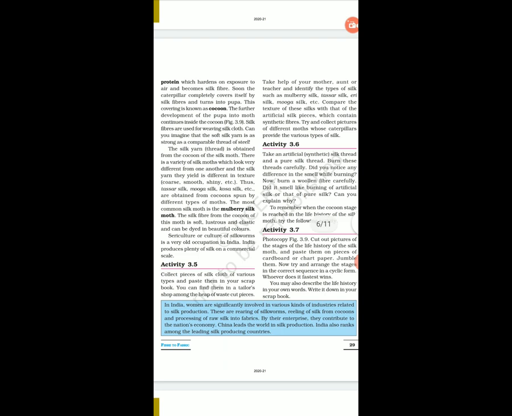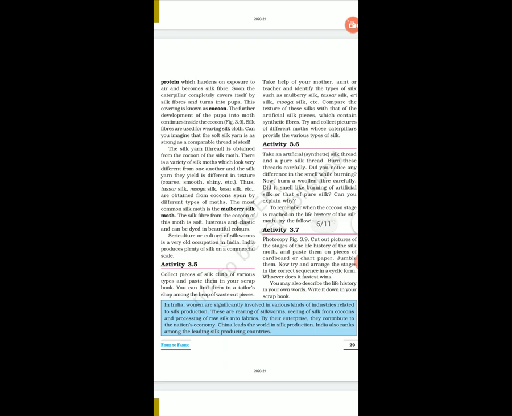Activity 3.5, that is, you have to collect different silk, and from that their texture you have to compare it. You have to see, identify which are natural silk and which is artificial silk.